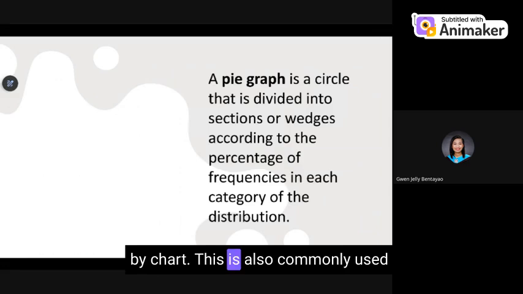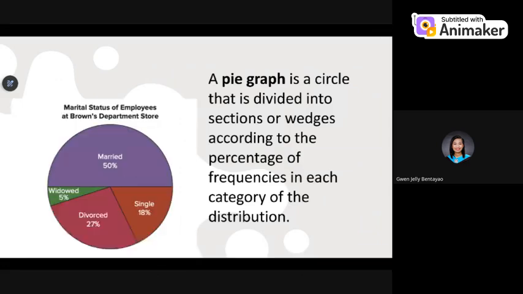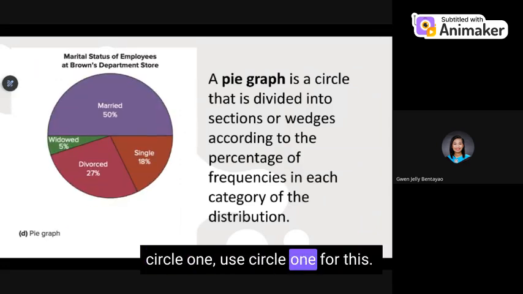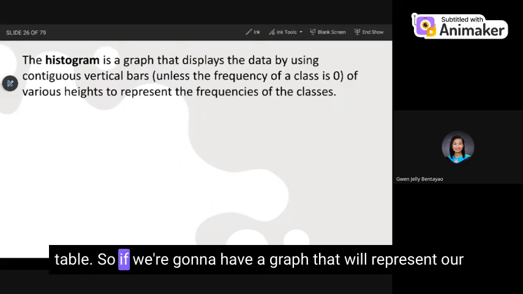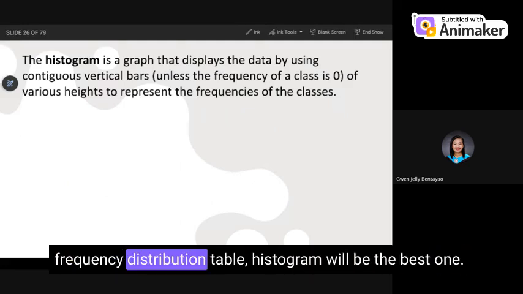Pie chart, this is also commonly used. It uses a circle for this. And histogram. Histogram displays the frequency distribution table. So if we're going to have a graph that will represent our frequency distribution table, histogram will be the best one.